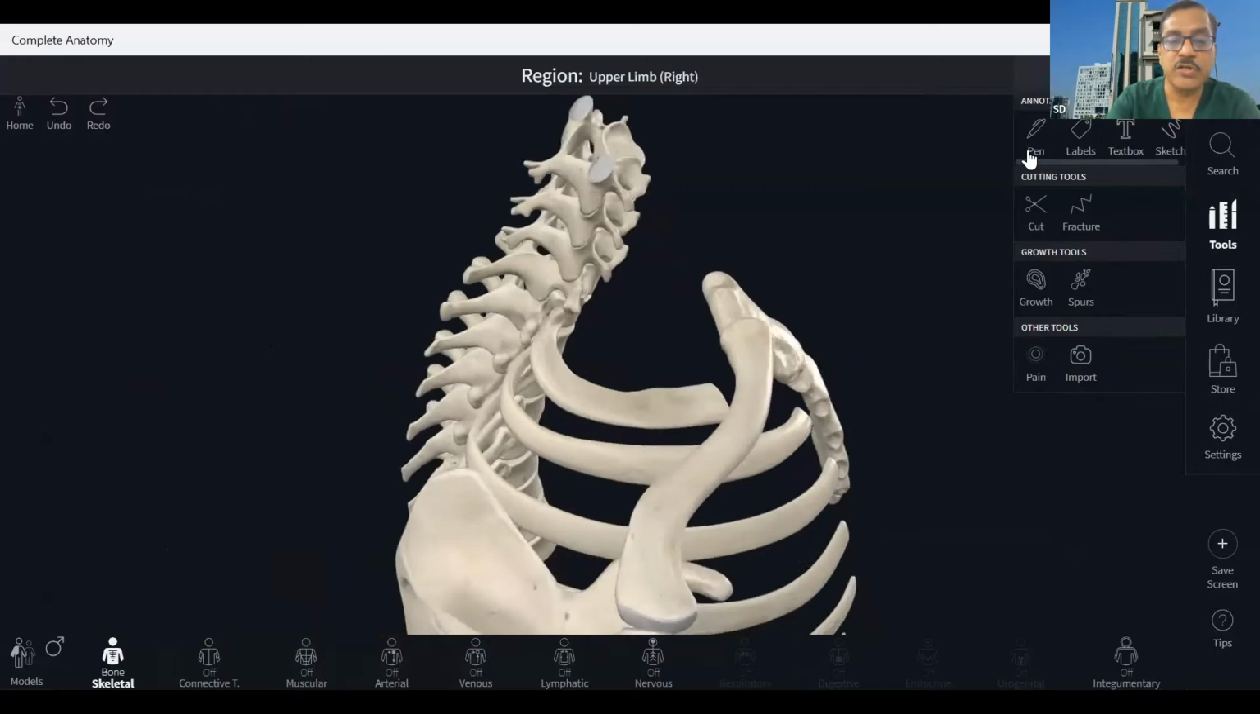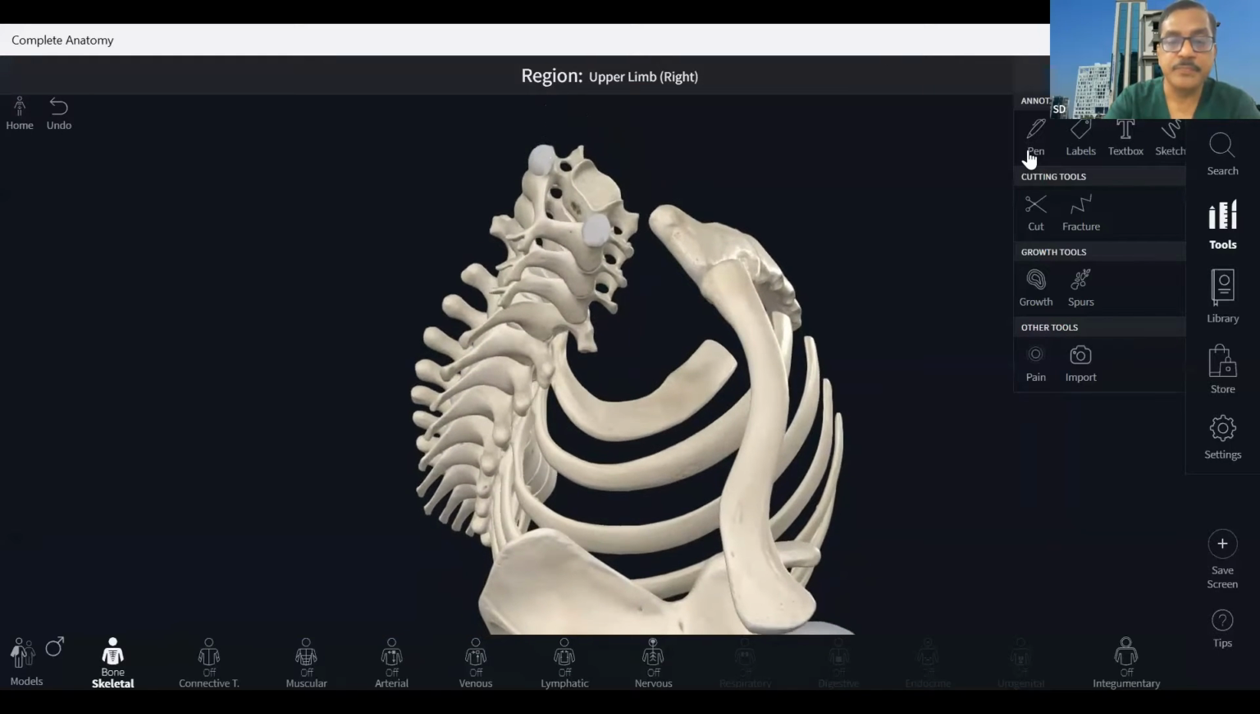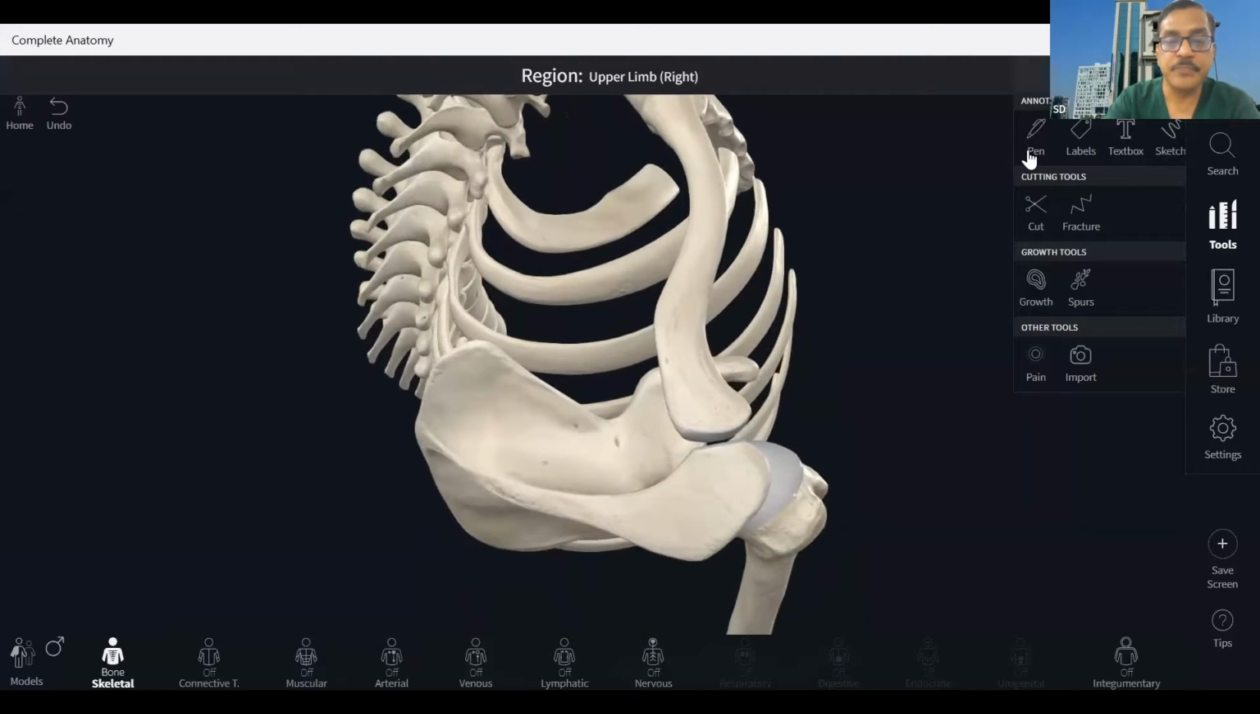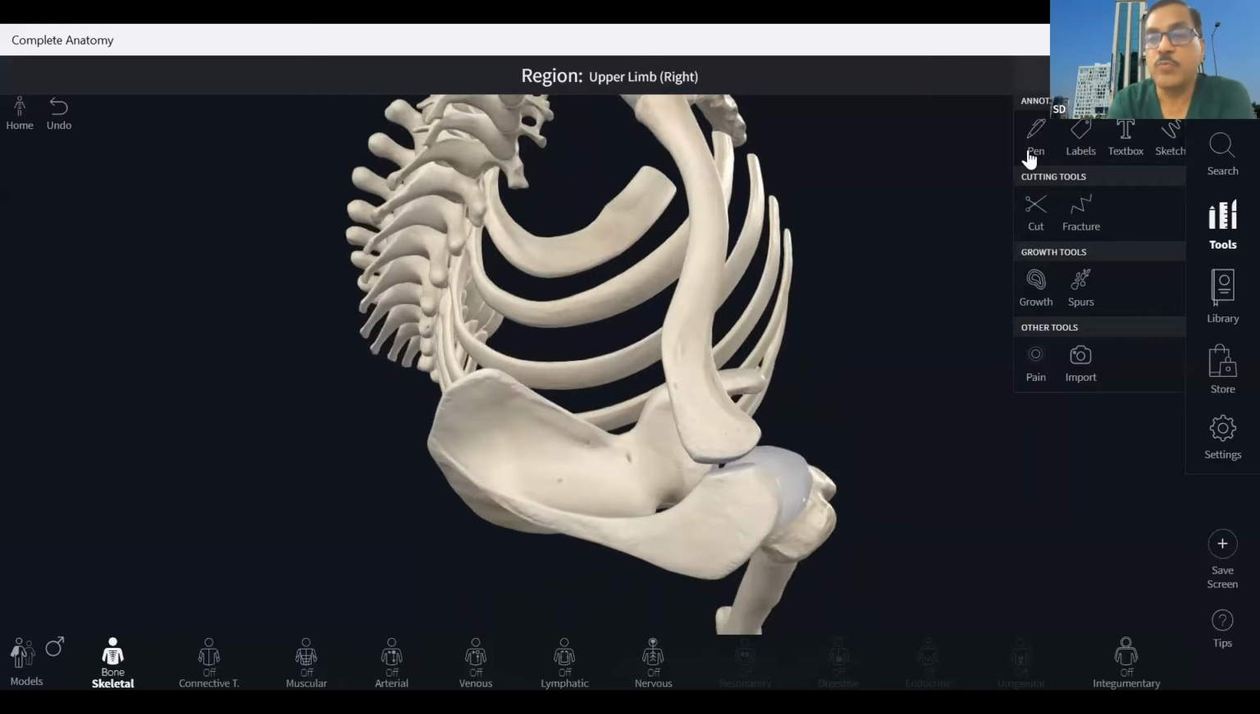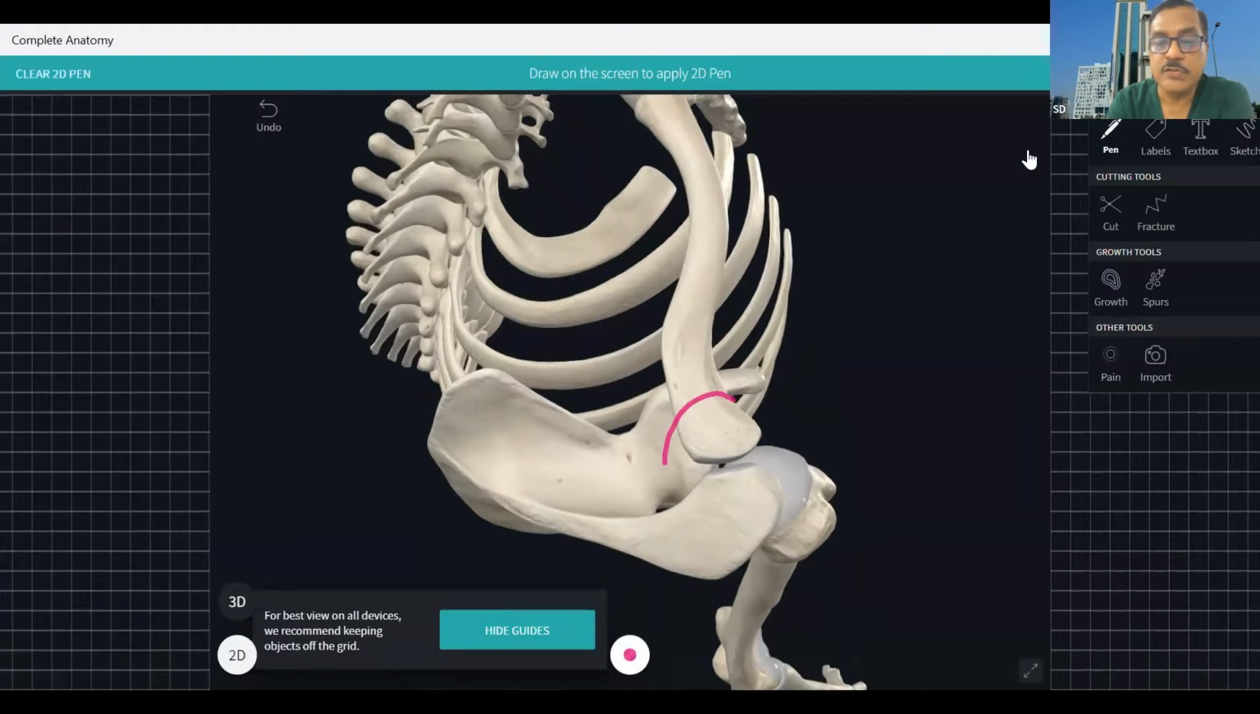So if you are looking at the shoulder joint from above, this is your acromioclavicular joint. This is your acromioclavicular joint. I am still looking at the shoulder joint from above. So this was your acromial process. So this is the spine of the scapula which is getting converted.